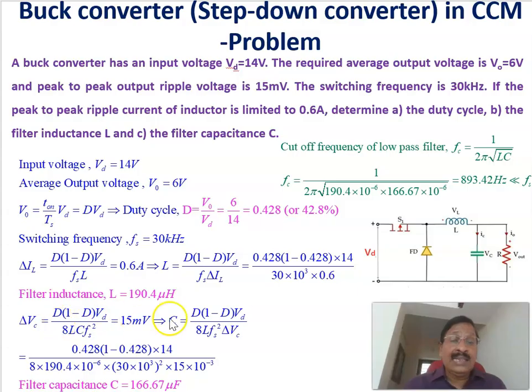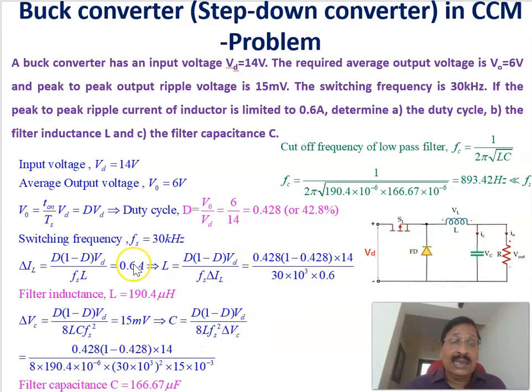microhenries. Similarly, to calculate the value of C, we have to take the voltage ripple. Voltage ripple is to be limited to 15 millivolt. Therefore, delta VC should be limited to 15 millivolt. And as per the equation we already have, C equals D into 1 minus D into Vd divided by 8 L into Fs square into delta VC. Substituting in this, all these values are there.